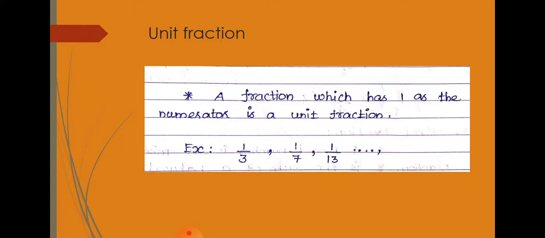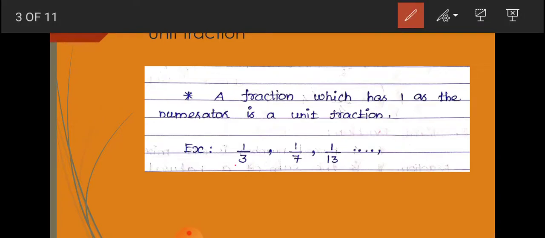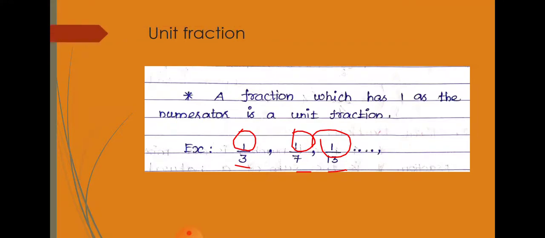Next, unit fraction. A fraction which has 1 as the numerator is a unit fraction. Numerator should be 1. For example, 1 divided by 3, 1 divided by 7, 1 divided by 13. Now you see the numerator is 1 everywhere. So when the numerator is 1, that is called a unit fraction.